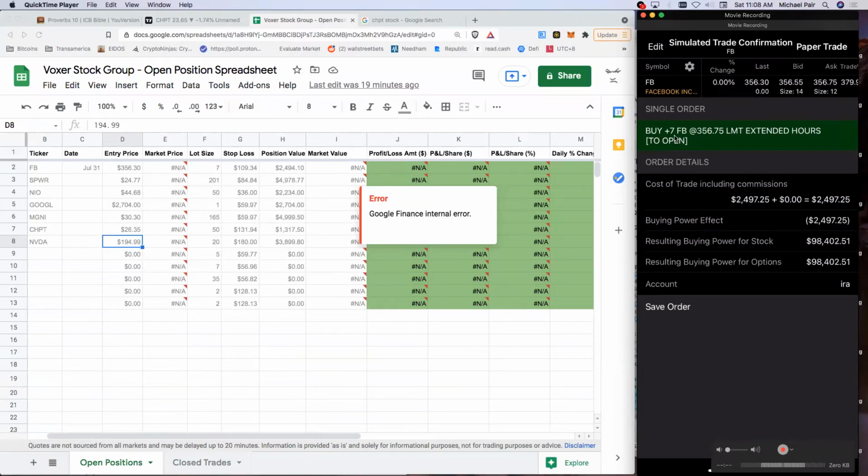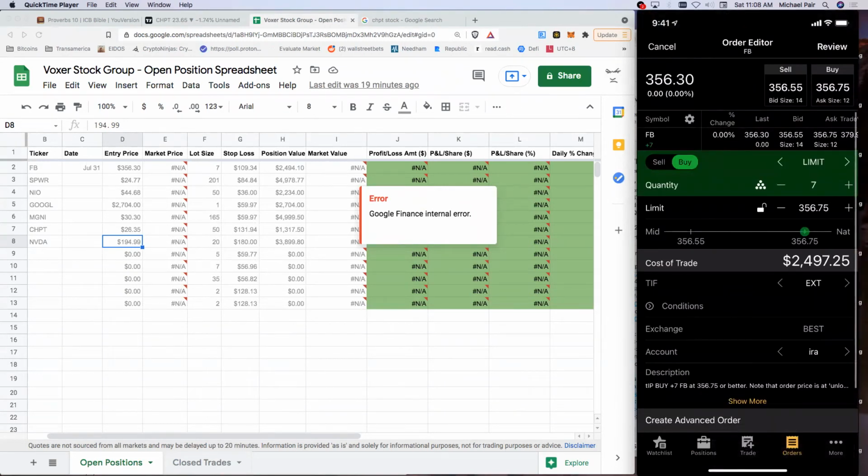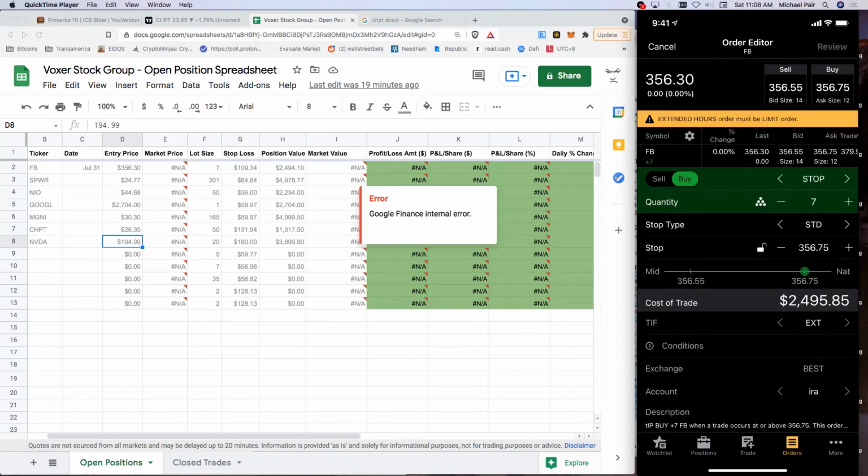And so what I try to do is put the orders in, and when I read this out, I'll say, hey, buy 7 shares of Facebook at $356.75 extended hours. So when I look at that, I say, you know what? I didn't want a limit order. I wanted a market order. So let me go back and change that. So here you can see the different market types.